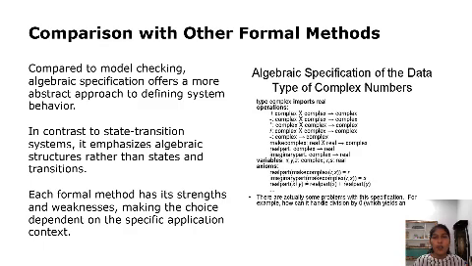Comparisons with other formal methods. Compared to model checking, algebraic specification offers a more abstract approach to defining system behavior. In contrast to state transition systems, it emphasizes algebraic structures rather than states and transitions. Each formal method has its strengths and weaknesses, making the choice depend on the specific application's context.